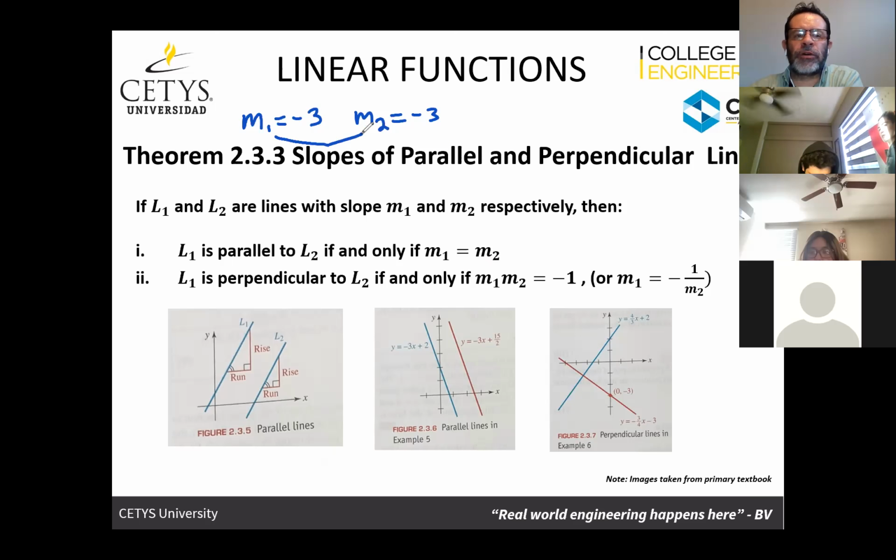Yes. They are the same, so they are parallel. Okay. Now, Leo, let's assume that we have M1 equals -3.